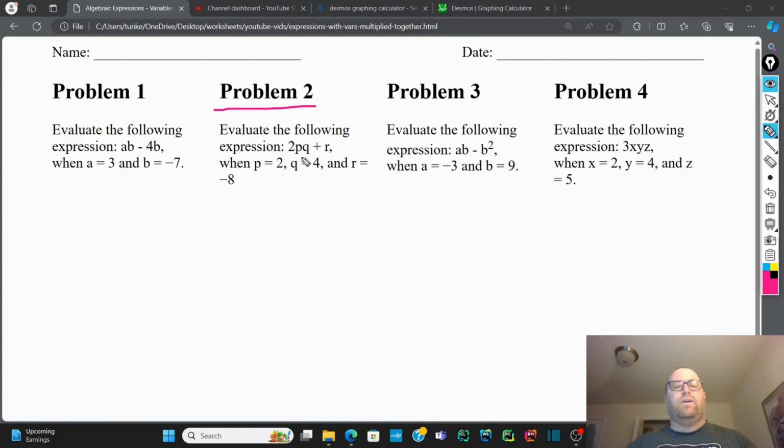We're going to evaluate the expression 2pq plus r. So that's 2 times p times q plus r. Okay, and in this one, p equals 2, q equals 4, and r equals negative 8. Okay, so let's start to substitute in those values and evaluate our expression. So we're going to do 2 times 2 times 4 plus the r value of -8.